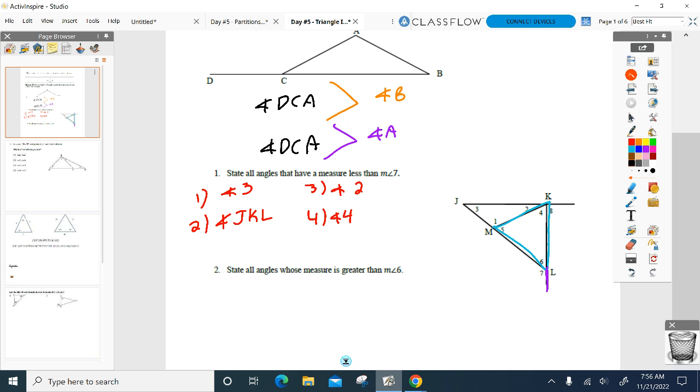Angle 5. Angle 5. Good job, everyone. Good work. So there's actually 5 angles. Angle 7 is bigger than.